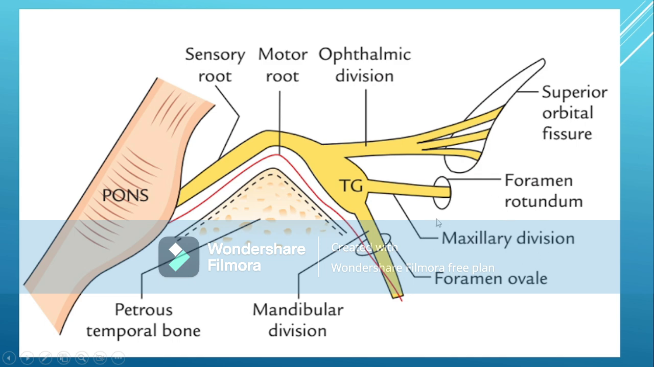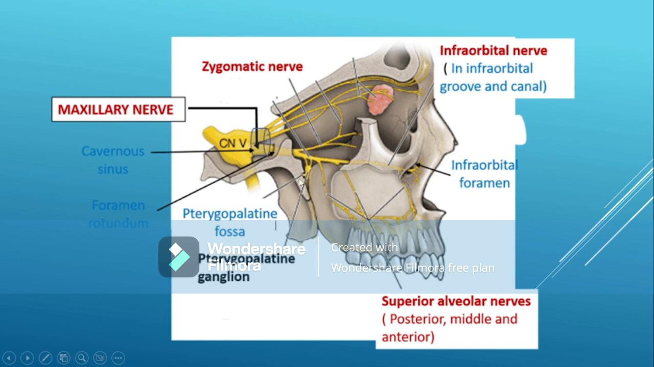Going ahead, in this diagram you can see that this is the trigeminal nerve. This is the trigeminal ganglion. The trigeminal ganglion gives three divisions. This is the first division, which is the ophthalmic nerve. This is the second, which is the maxillary nerve, and this is the third division, the mandibular nerve. I stated previously that division 1 and division 2, the ophthalmic and maxillary divisions, are purely sensory, and the mandibular division is sensory plus motor.